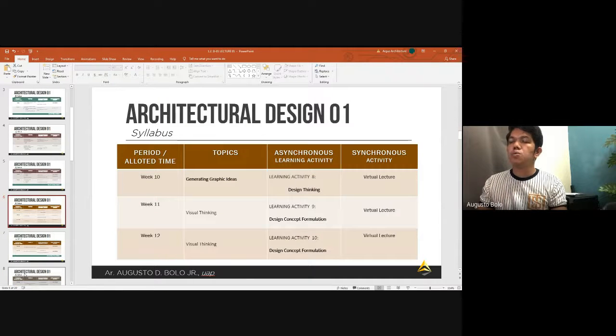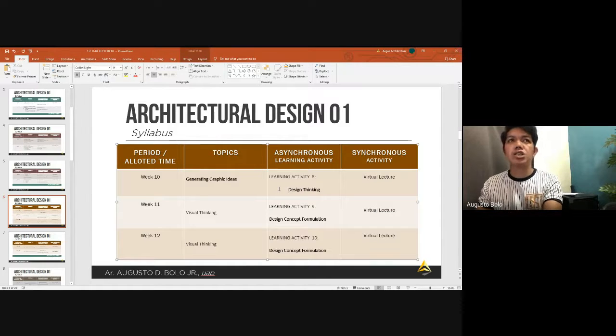For weeks 10, 11, and 12, which fall under the semi-final period, we will be doing design thinking and design conceptualization. What is design thinking? It is a more detailed discussion on how we conceptualize a design along with your sites and surroundings. For example, if you have a vacant lot where a house will be built, what considerations do we need to make in terms of how we make our own houses? Because a house has to conform. It is not designed without any consideration at all.